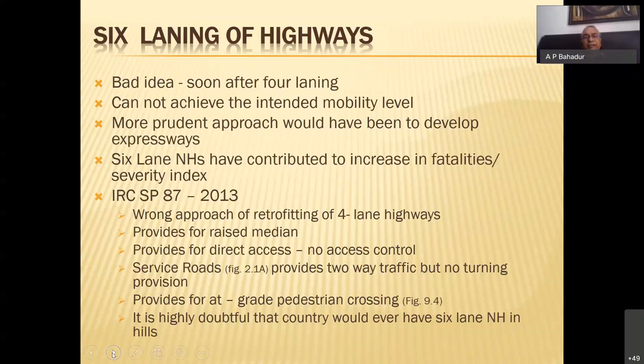Another point which is dangerous in the six laning manual is the provision of at-grade pedestrian crossing. When you are improving a road to six lane, that means you are expecting high speeds. And if you are expecting high speeds, and you provide at-grade crossings for people to cross, one can very well imagine the number of fatalities will keep on increasing.